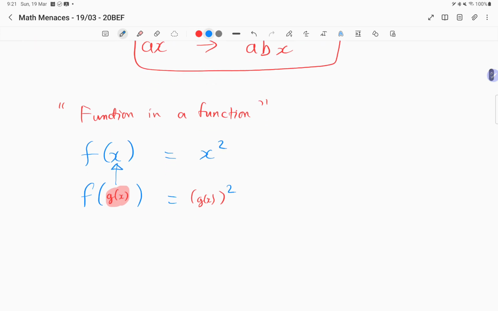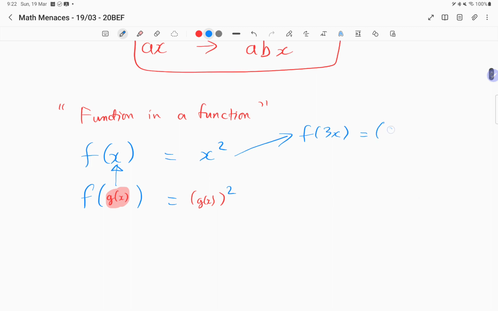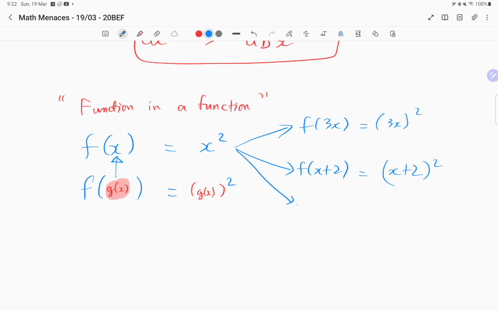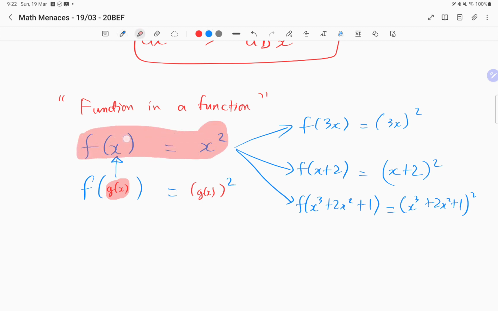So for example, given the same f(x), what is f of 3x? This will be brackets 3x, everything squared. Does that make sense? And then what is f of x plus 2? Brackets x plus 2, everything squared. Or brackets x plus 2 close brackets squared, when you read that out. Another one, a harder equation, would be like x cubed plus 2x squared plus 1. What would this one be? All of that squared. Yes, x cubed plus 2x squared plus 1, everything squared. Note that this is only because the main function f(x) is x squared. You will be using different outer functions, so you need to substitute the values in accordingly.